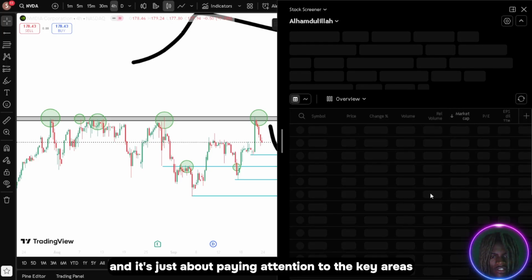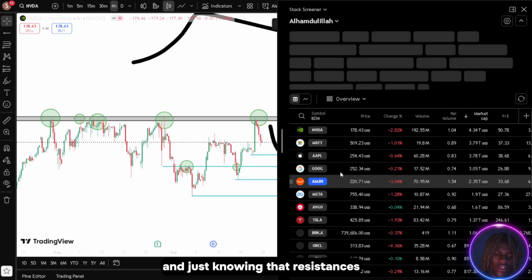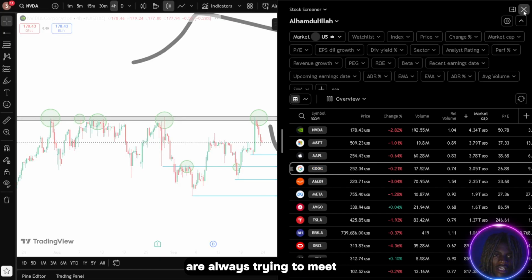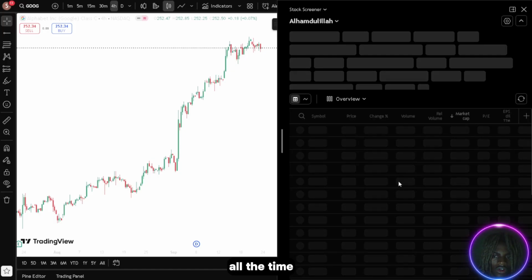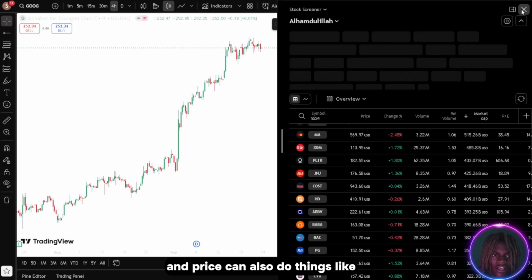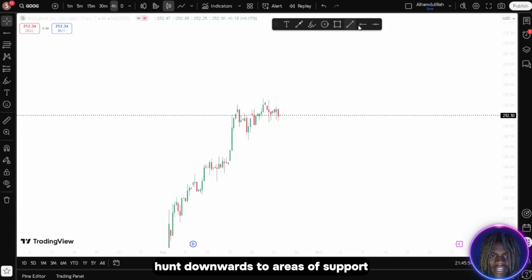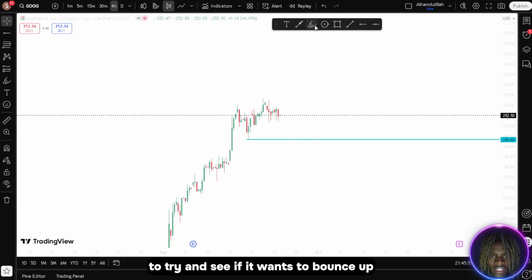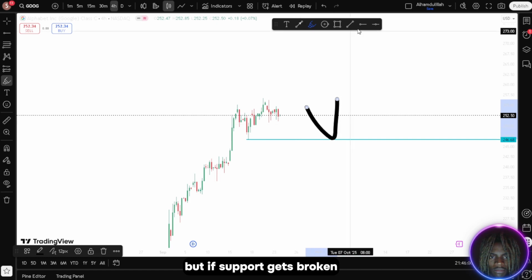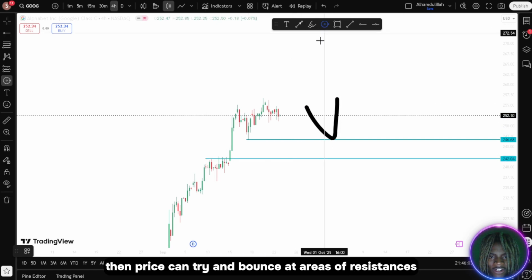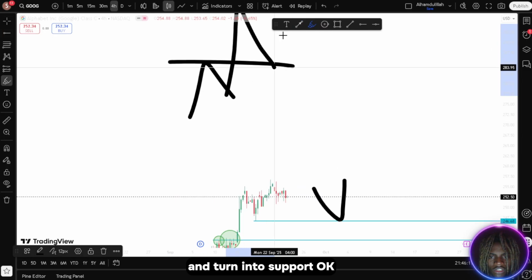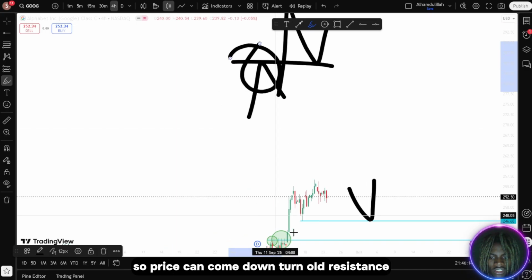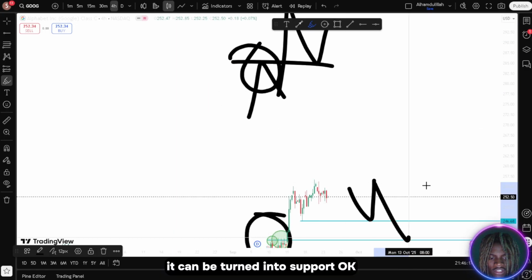And it's just about paying attention to the key areas and knowing that resistances are always trying to be met and broken, because that's how price continues in an upwards direction all the time. And price can also hunt downwards to areas of support to see if it wants to bounce up. But if support gets broken, then price can try and bounce at areas of resistance, because we know resistance can be broken and turn into support. So price can come down, and old resistance can be turned into support.